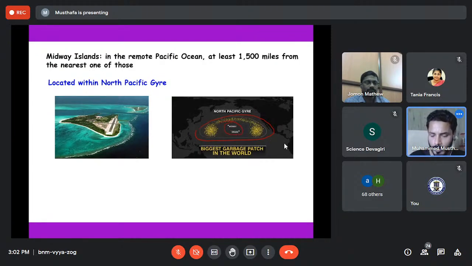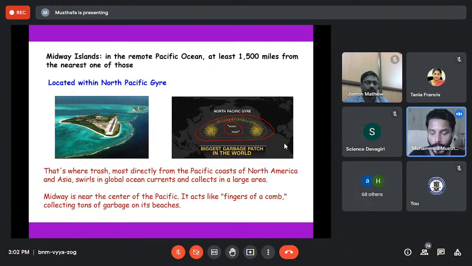What is the North Pacific Gyre? Whatever plastic, whatever pollutants you throw out will eventually reach the ocean. From the ocean, it will be carried to what is called the North Pacific Gyre. It's a well-known fact. And what happens is that in the North Pacific Gyre, all the pollutants, plastic, trash, and garbage will be continuously swirling in global ocean currents. It will be swirling like this.